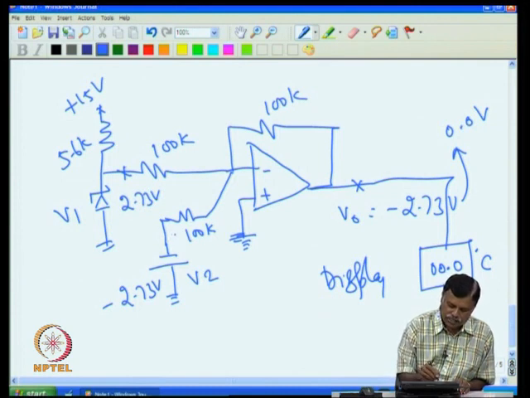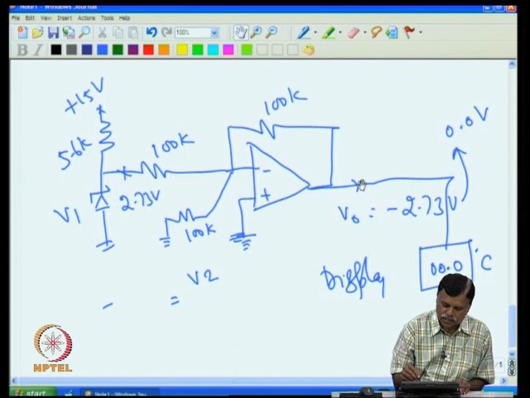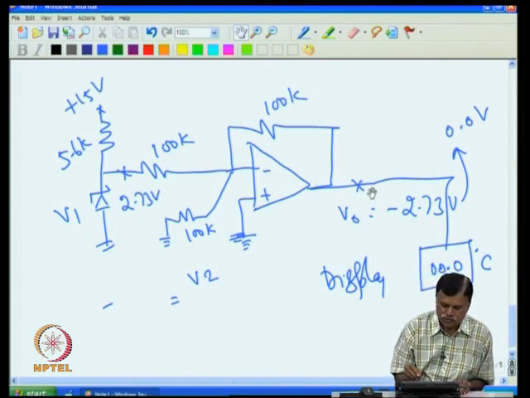So, I will assume that this is grounded. I remove this, then put this to ground. Now, what is the output voltage that I will get here? I find out the voltage due to V1, what is the effect at V0. Then I ground V1 and give V2, find out what is the effect. I add both, that will give me the net voltage at the output.